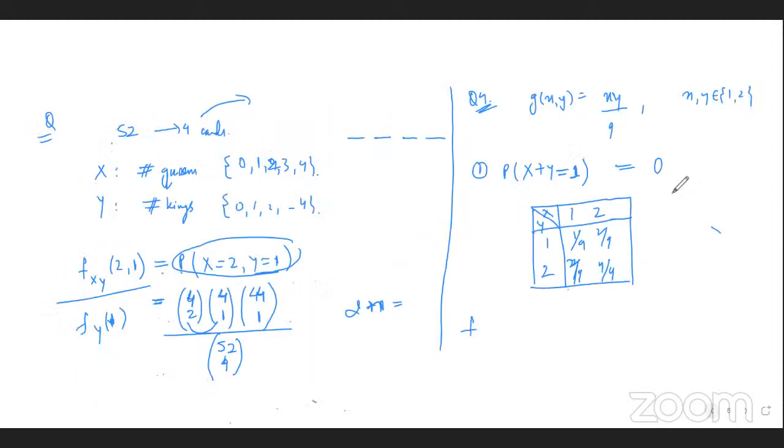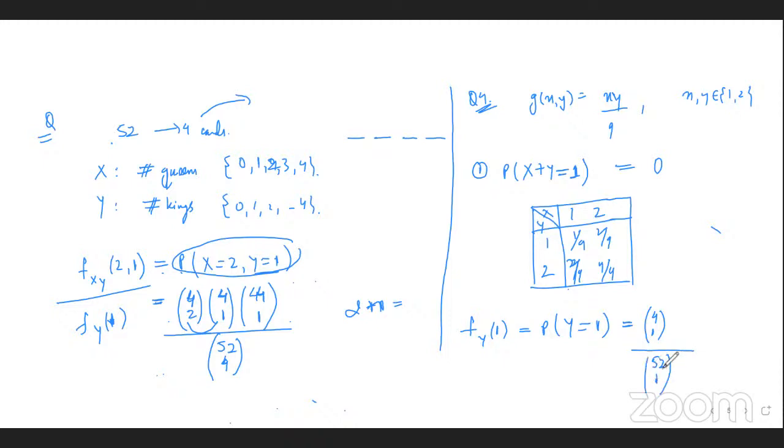So how will you find f y of 1? What is meant by f y of 1? Ma'am, f y of 1 is the probability of getting 1 king. What will this probability be? Ma'am, 4C1 by 52C1.